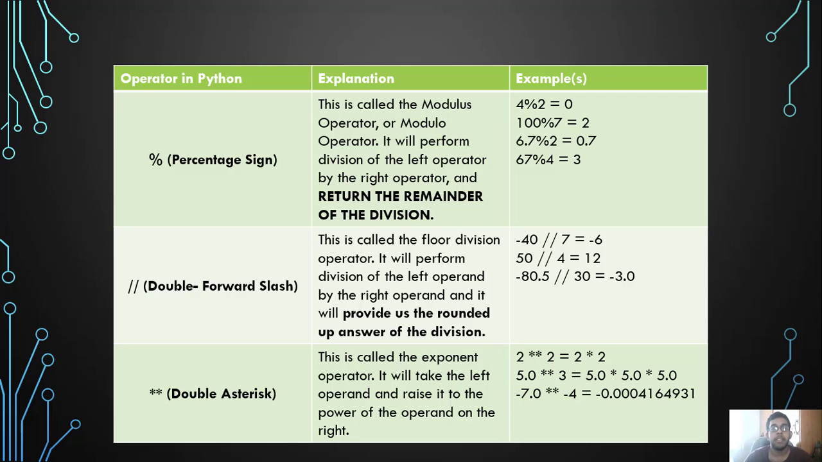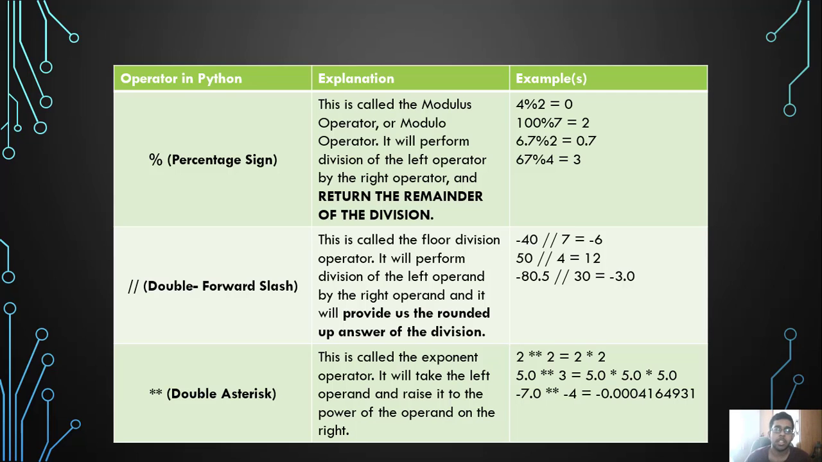Percentage sign. This is called the modulus operator or modulo operator. It will perform division of the left operand by the right operand and return the remainder of the division. 4 mod 2 is equal to 0. 100 mod 7 is equal to 2. 6.7 mod 2 is equal to 0.7. 67 mod 4 is equal to 3.